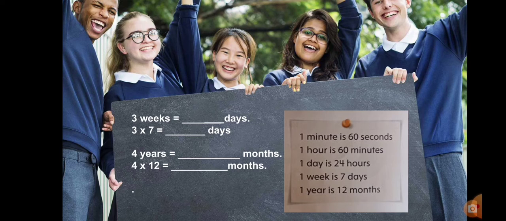The last statement is 4 years is equal to how many months? Again, first we will find out how many months we have in 1 year. And yes, it's 12. 12 months in 1 year. So multiply 12 by the number 4 and you will get the answer. It's very easy. I hope you all do it by yourself and enjoy it.